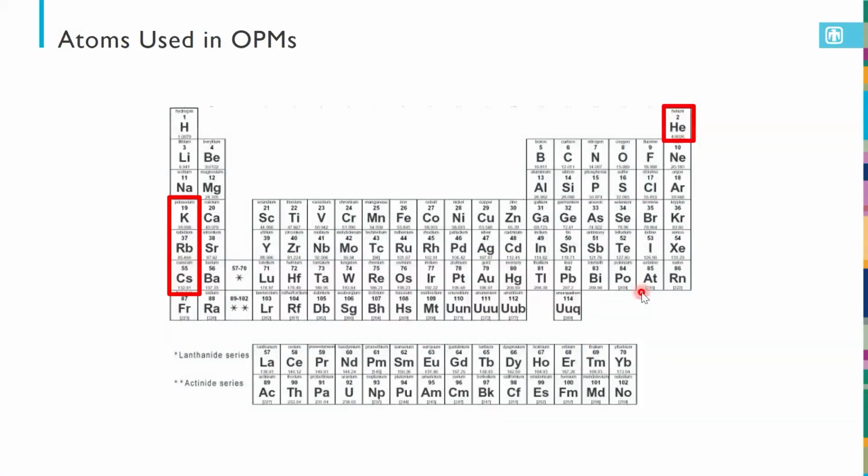Okay, so what atoms are used in OPMs? The vast majority use these 4 elements. You can definitely make an optically pumped magnetometer out of other elements, but these are the most commonly used ones, I would say. So we have helium, potassium, rubidium, and cesium. We're going to hear a lot about zero-field SERF OPMs, and almost all the ones we're going to hear about use rubidium, but the first ones that came out of the Princeton group used potassium because it does offer higher sensitivity.